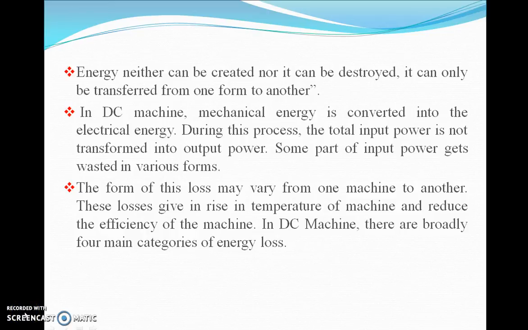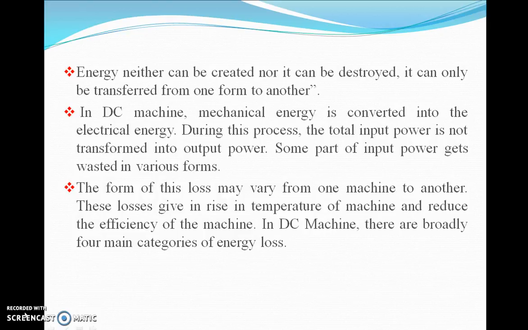Now I am going to discuss the losses in a DC generator. Energy can neither be created nor destroyed. It can only be transferred from one place to another. In a DC machine, mechanical energy is converted into electrical energy. During this process, the total input power is not transformed into output power.